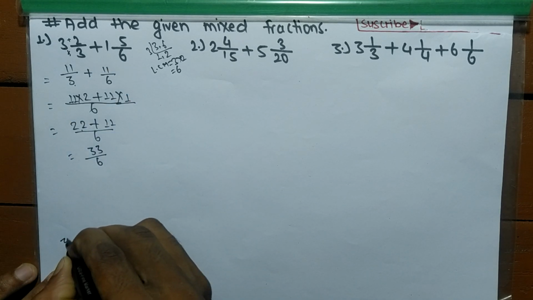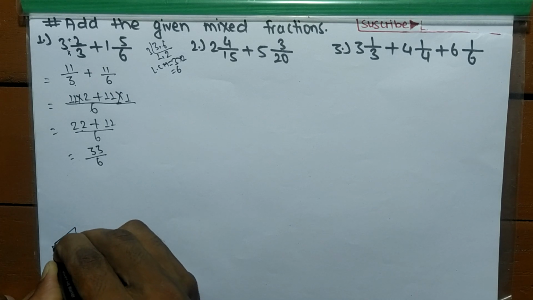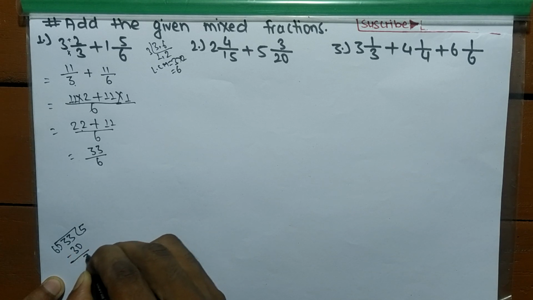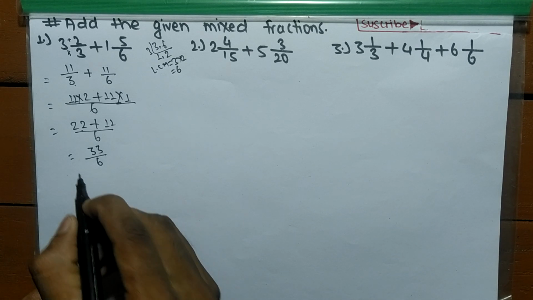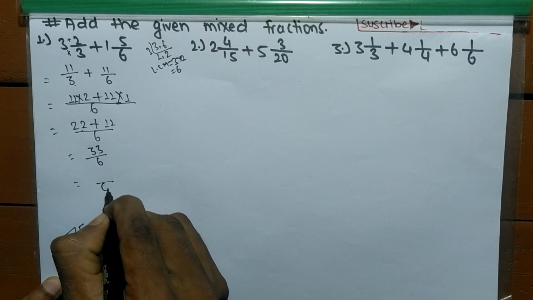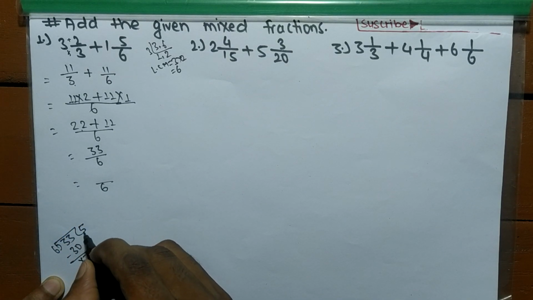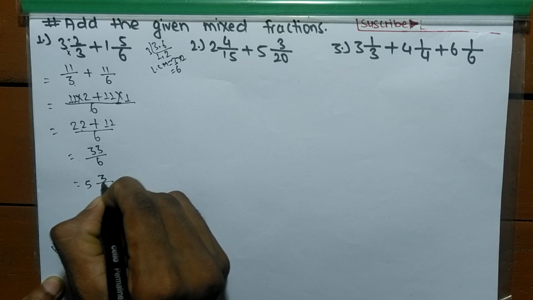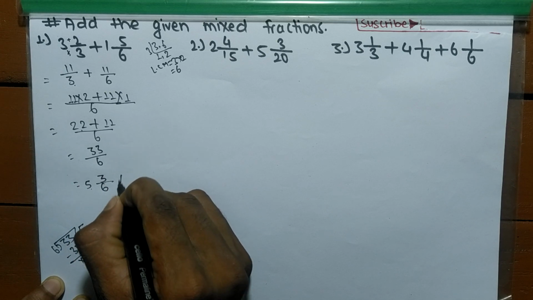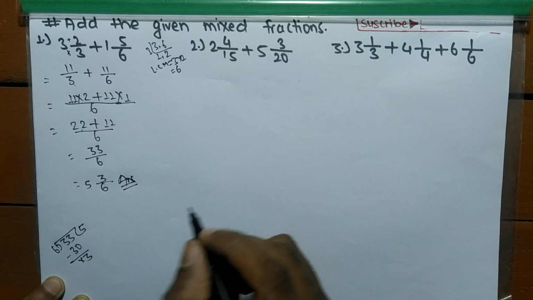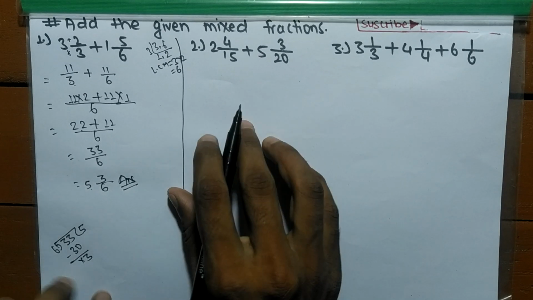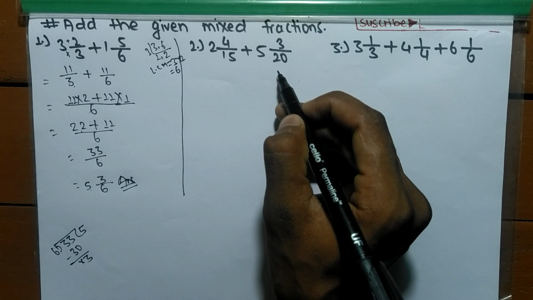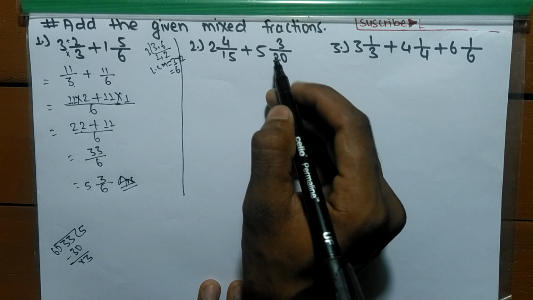So 33 is divided by 6. So 6 times 5 means it is 30 and the remainder here is 3. So the denominator is the same, and here is 5, so it is 5 and the remainder part 3, so it is 3 here. So 5 whole 3 by 6 is our answer. Like as our second fractions are 2 whole 4 by 15 plus 5 whole 3 by 20 and we have to add these both mixed fractions.